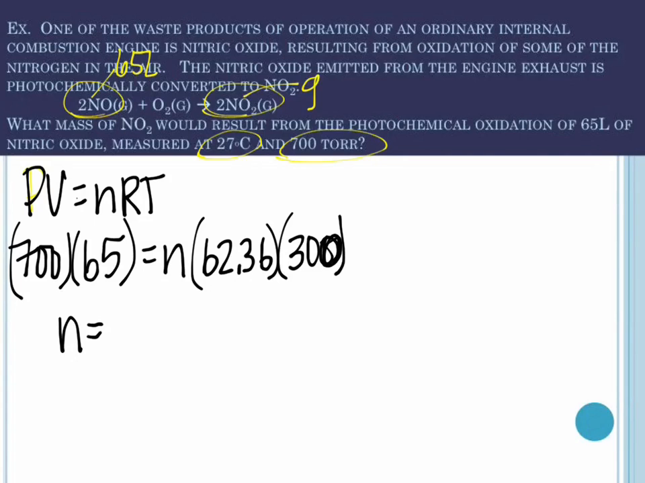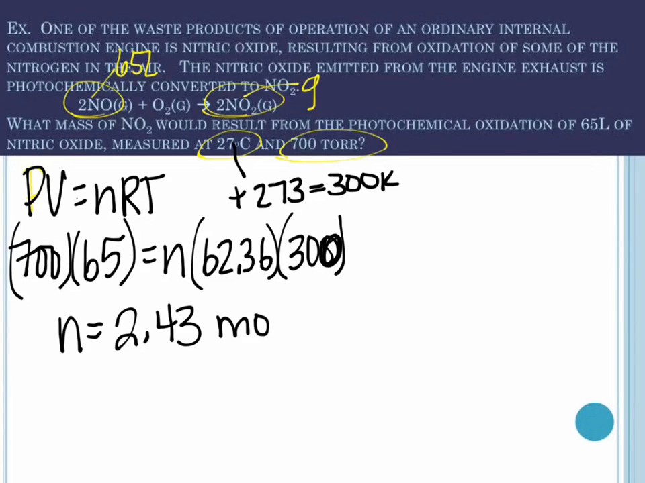How did we get to 300? 27 plus 273. What was the first number? It's 45,500. What did you get? 2.43 moles of NO. And I want to know how many grams of NO2 is made.